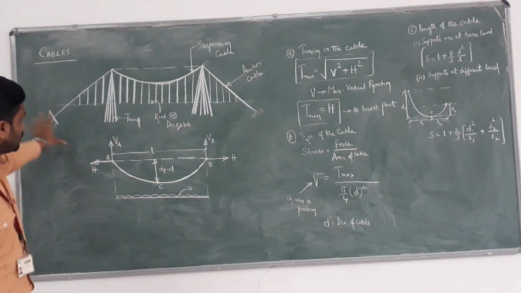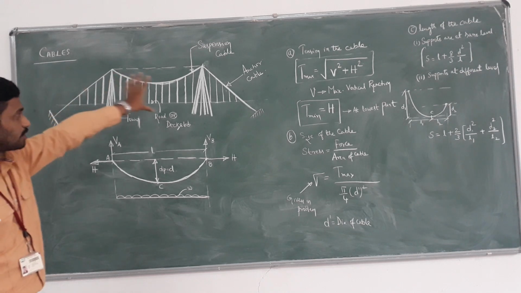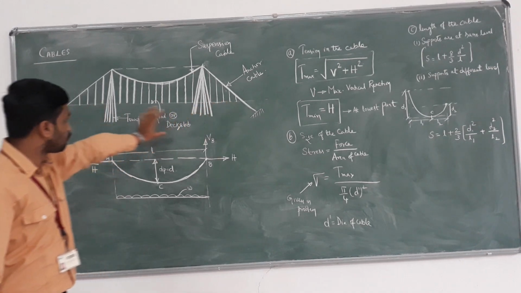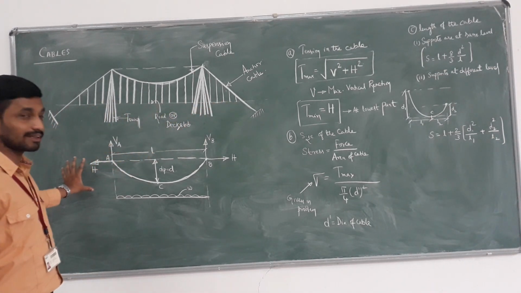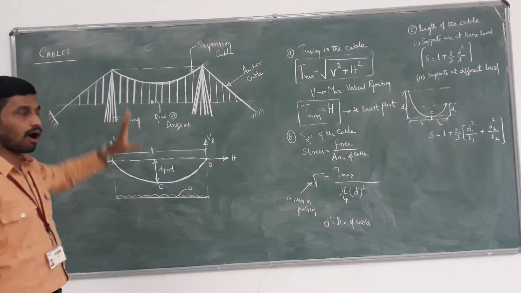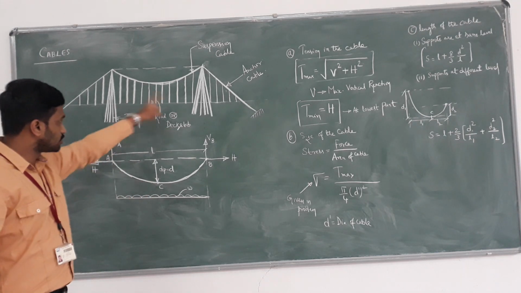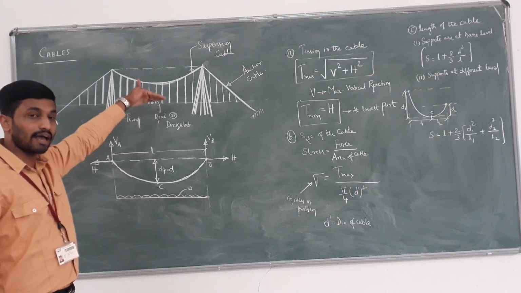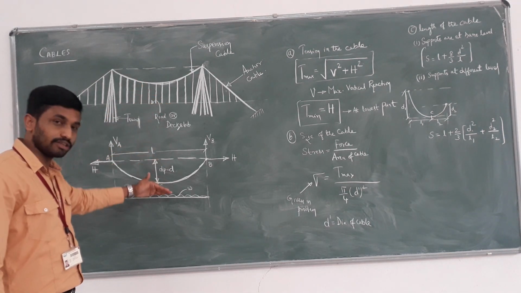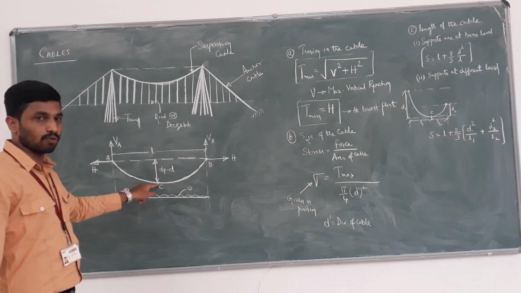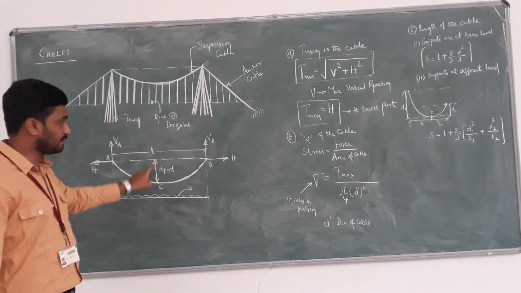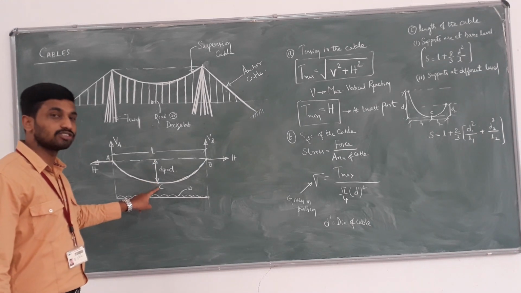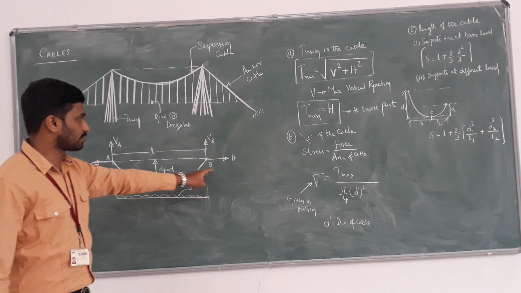Here is the general figure of a suspension bridge, the suspension cable, and here is the anchor cable. This is the analyzing diagram. Arches are just the reverse of this. In an arch we have a rise, and here we have a dip. In the arch the crown is at the rise point; here, at the dip point, we have point C. A and B are the two supports.